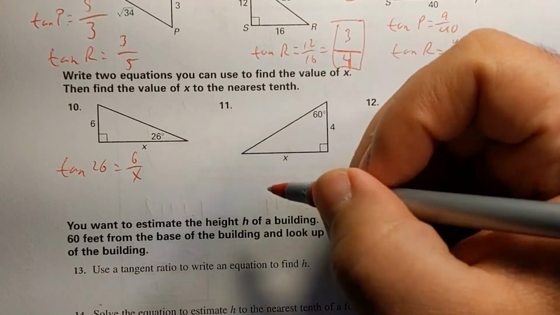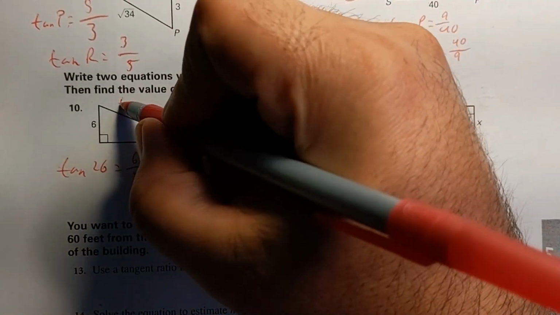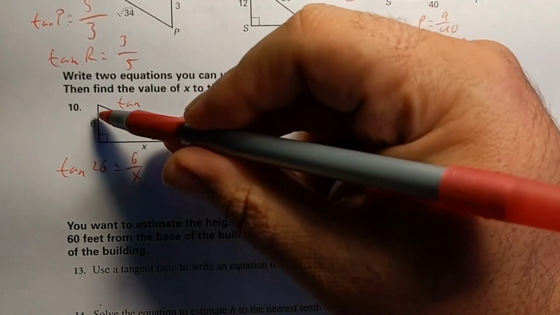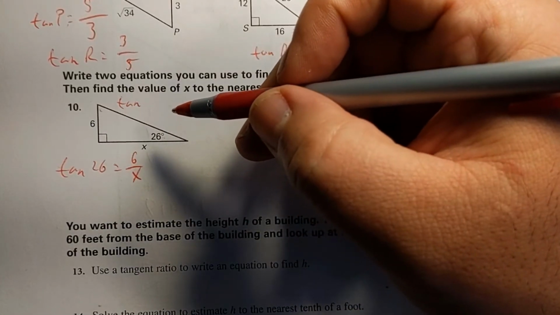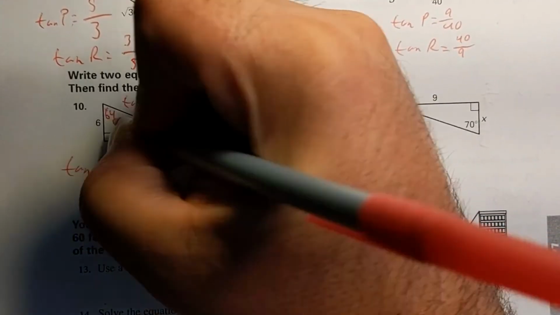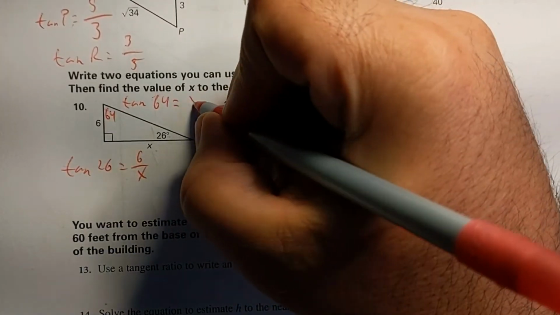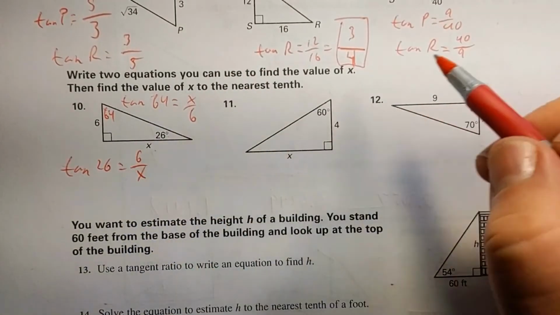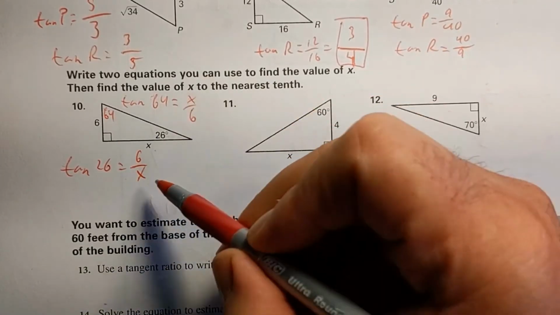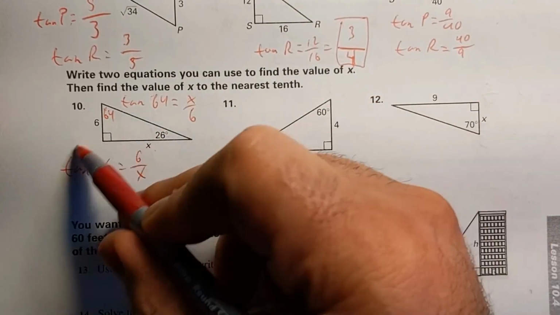If I wanted to do the other equation, I would go tangent of, and this angle up here would be 90, 80, 70, 64. I'd go tangent of 64 is opposite over adjacent, x over 6. Since I need to solve, I'm only going to do one of these. I'm going to go ahead and do this first one.